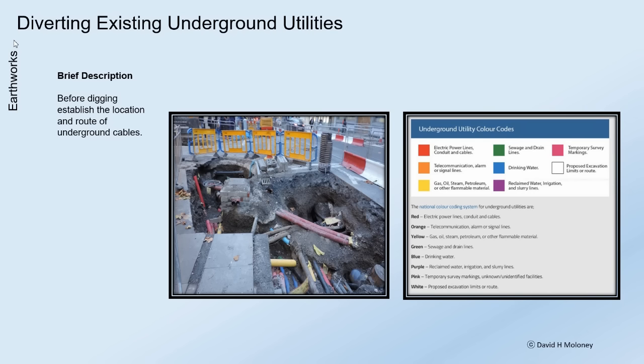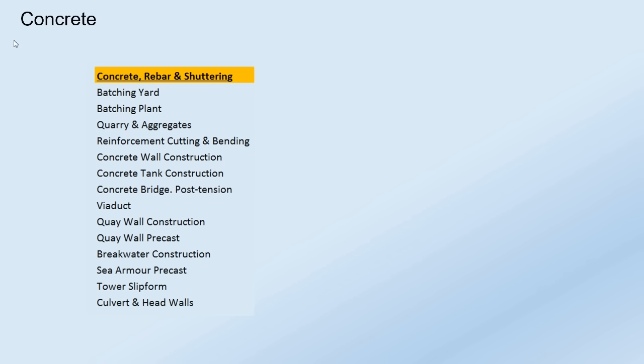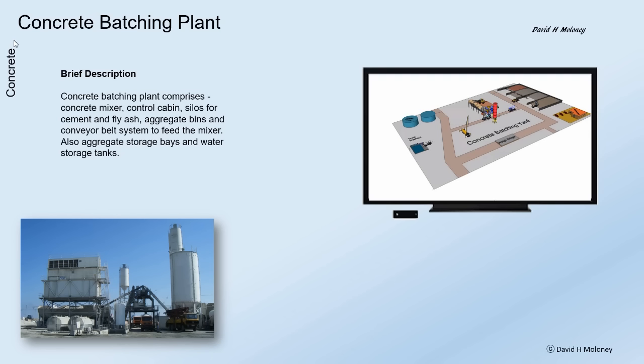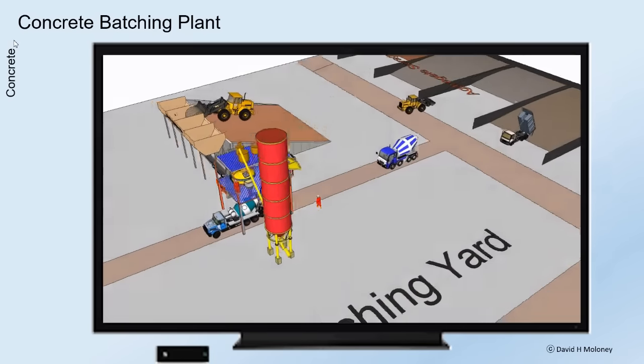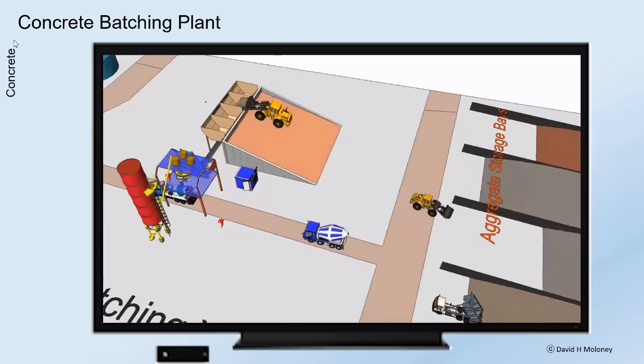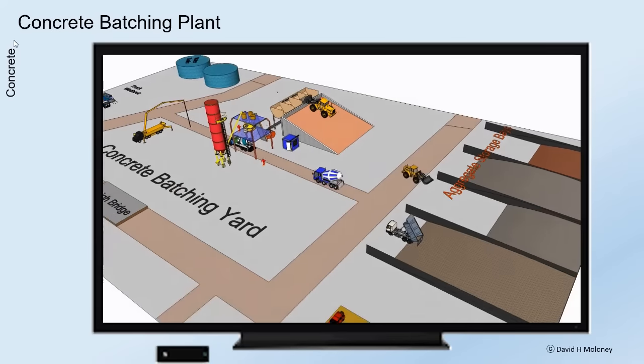Before digging, establish the location and route of underground cables. Concrete. Concrete batching plant comprises concrete mixer, control cabin, silos for cement and fly ash, aggregate bins, and conveyor belt system to feed the mixer.